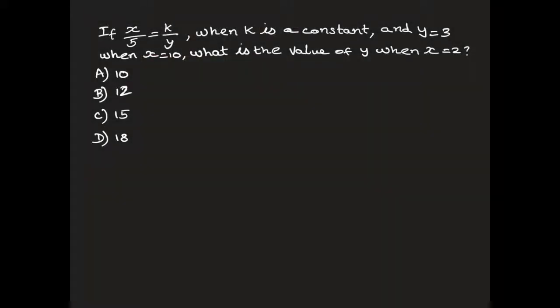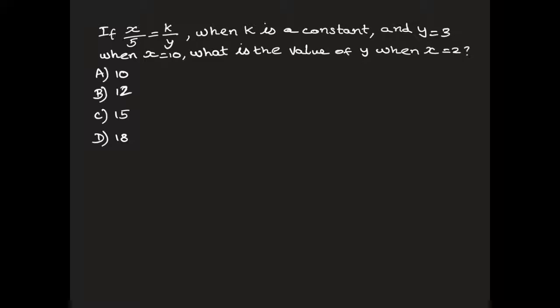Hello, in this video I will show you how to solve this SAT problem. So the problem is, if x over 5 is equal to k over y, where k is a constant and y equals 3 when x equals 10, what is the value of y when x equals 2?